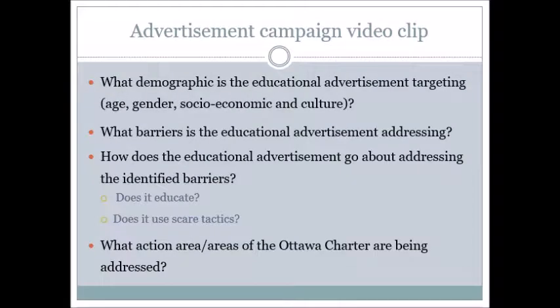So now we are going to look at an award-winning advertisement that successfully addressed the barriers for the chosen demographic of the advertisement. During this advertisement, I need you to pause the video and identify what demographic the educational advertisement is targeting. So that's the age, the gender, socioeconomic background, and culture. What barriers is the educational advertisement addressing? How does it go about addressing the identified barriers? Does it educate? Does it use scare tactics? And then finally, what action area or areas of the Ottawa Charter are being addressed? Because in all health subjects, we do need to address the Ottawa Charter.